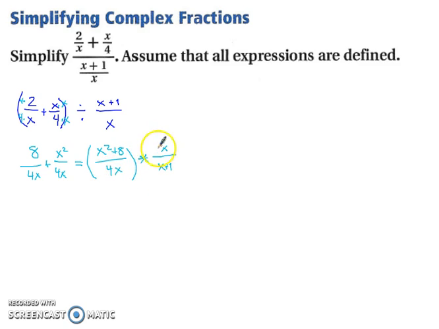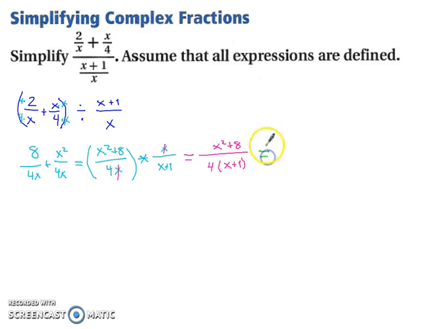Notice we have an x to the first power and an x to the first power, and they're within themselves, so they're monomials. So we can cancel those out. Well, that's going to leave you with x squared plus 8, because you're multiplying everything by 1, over 4 times x plus 1.